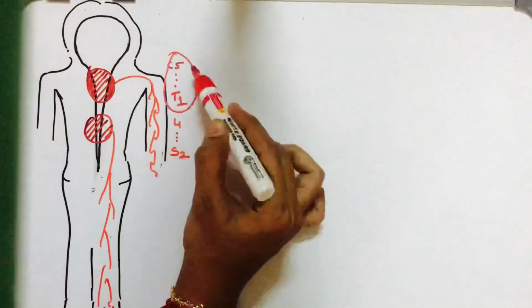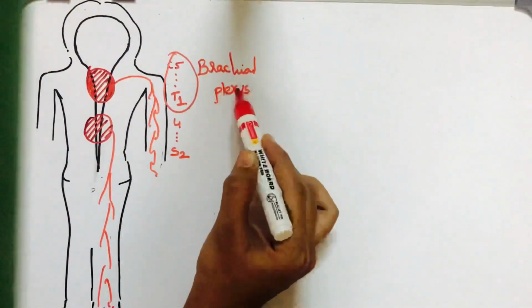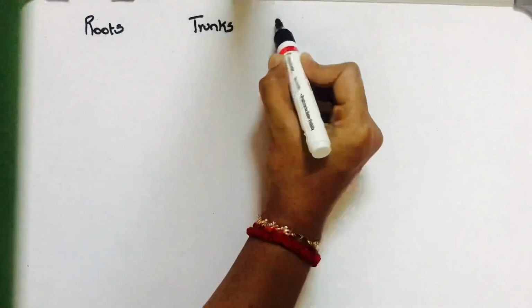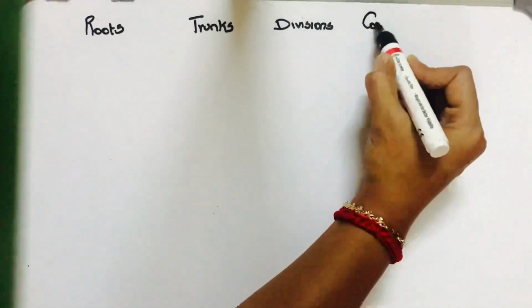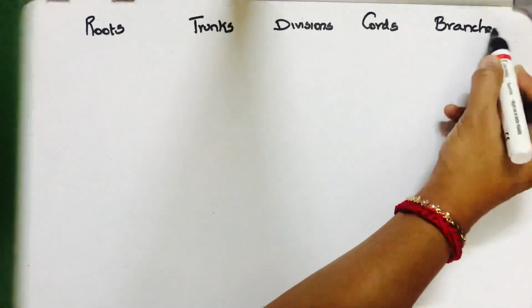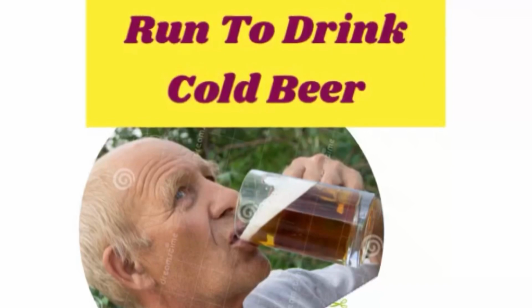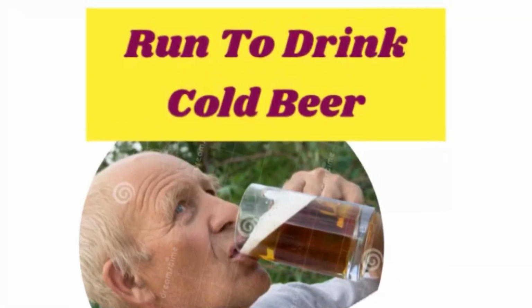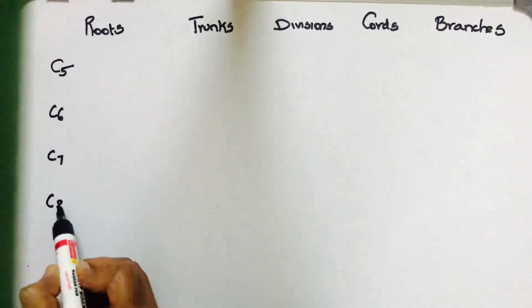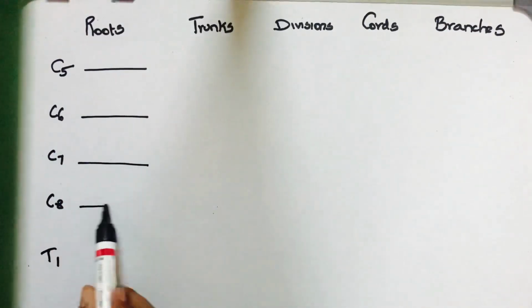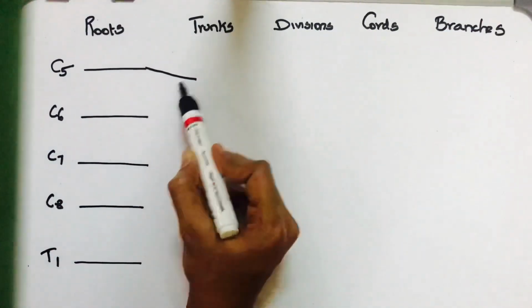Let's talk about the brachial plexus, which extends from C5 to T1. As we all know, we read brachial plexus under these headings. You can use this mnemonic to remember the headings: Run to drink cold beer. Roots, trunks, divisions, cords and branches.